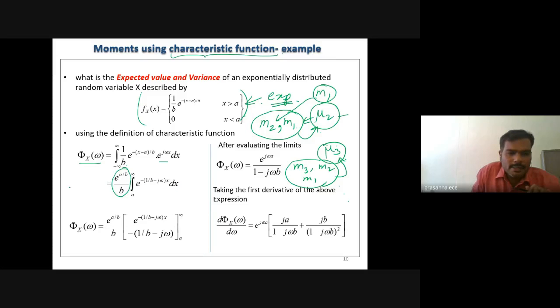So the integral of e power ax dx is a basic integration formula, and it is e power ax by a. This entire term is the constant here. It is e power ax divided by a, evaluated between infinity and a. So you apply these limits, and you get this function.